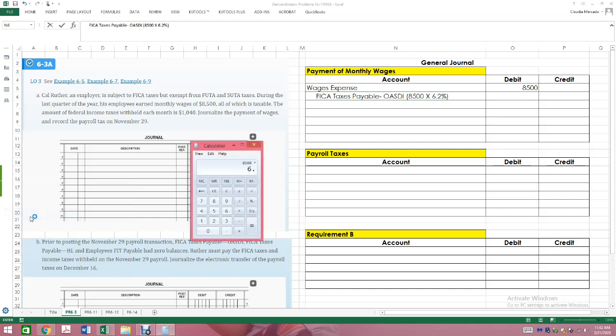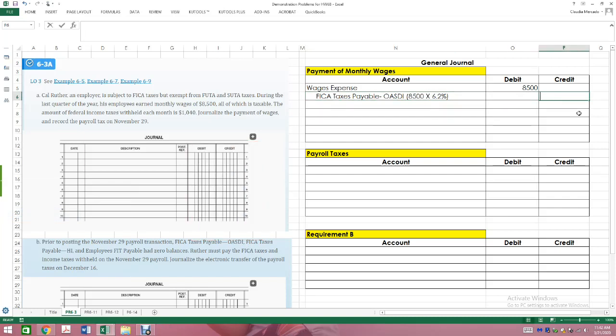$8,500 times 6.2%. That's going to give me $527. So I'm going to take out of the employees' paychecks $527 for OASDI tax. The employee also has to pay HI taxes, so we're going to put those separate.